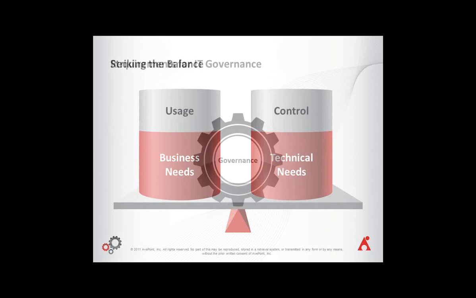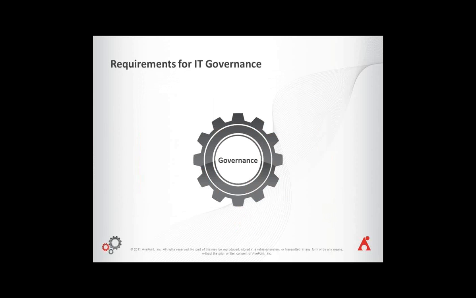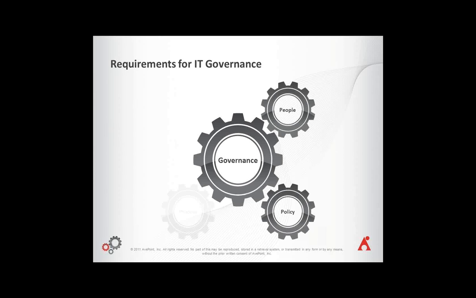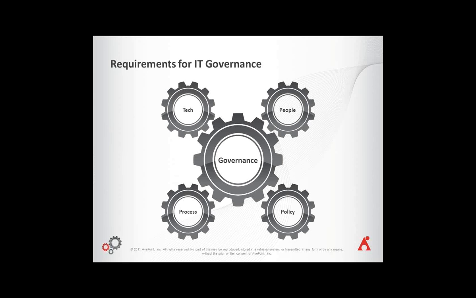Okay, and then in terms of the requirements for IT governance, this is one of the other ways that I often position governance. It's really four centralized components all interworking together as a series of parts: people, policy, process, and technology. So all four of these work together to help drive this governance machine within an organization.